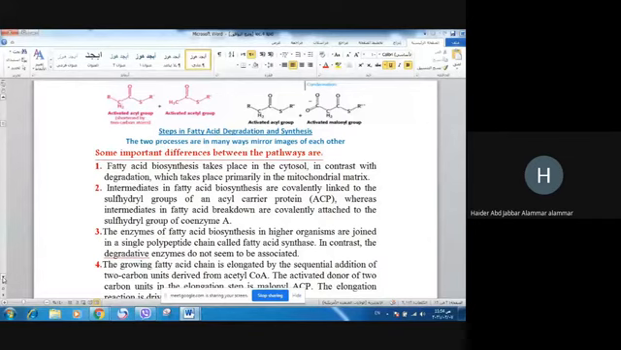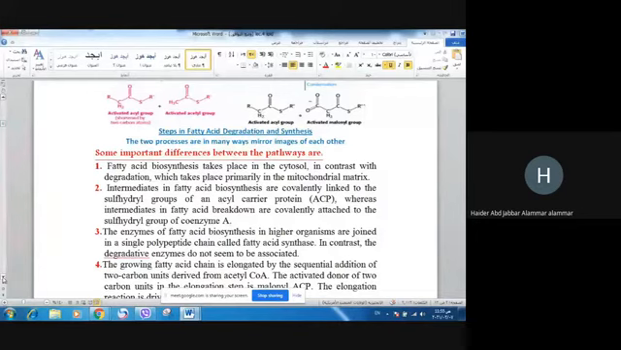The third difference: the enzymes of fatty acid biosynthesis in higher organisms like human beings are joined in a single polypeptide chain called fatty acid synthase, which has 7 enzymes. These 7 enzymes are connected together to form the fatty acid synthase complex enzyme. Why is it called a complex? Because it contains 7 enzymes connected together.